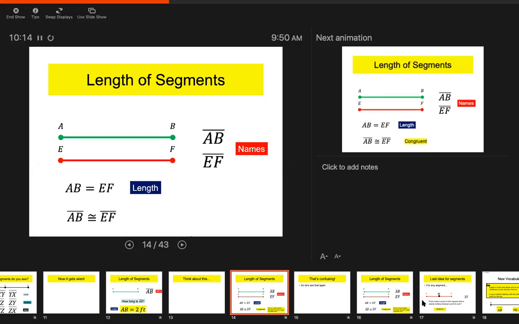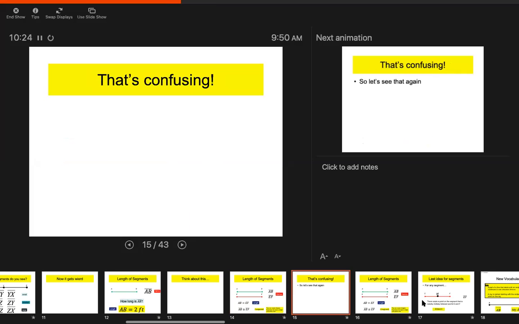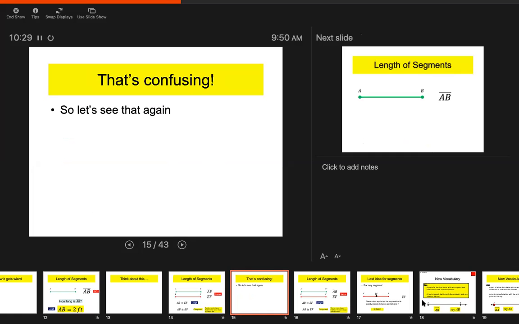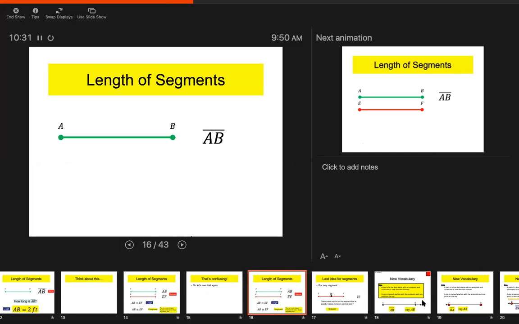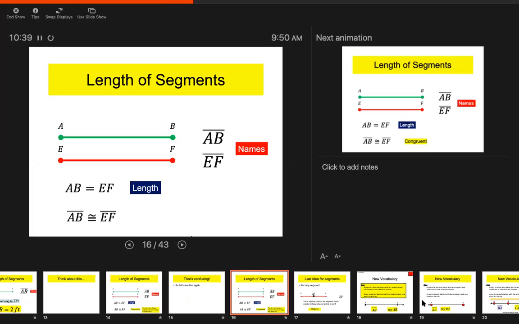The congruency symbol means it's the same shape and the same size. Okay? That's when we use the word congruent. So this is two or more shapes that have the same shape and the same size. That is confusing, and it will be confusing until we get to high school and you deal with this every single day. Equals and congruency. Remember, the length of the segments, right, is done without the segment over the top. Okay? Further, when two different things that are the same shape have the same size, we can use the congruency symbol.